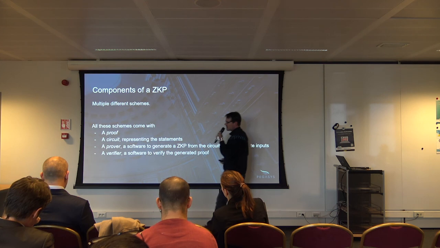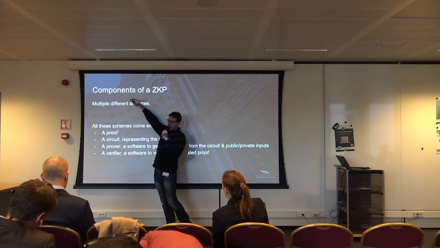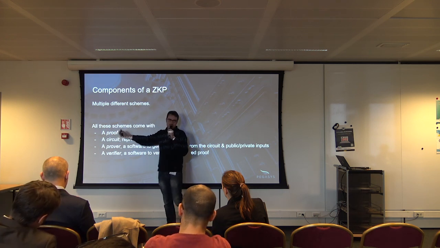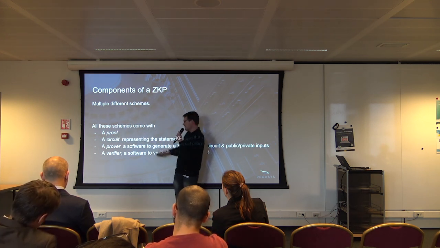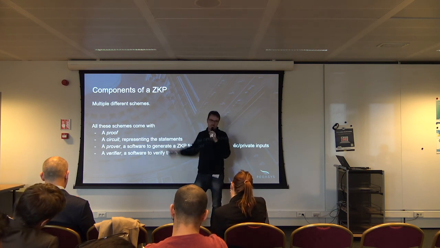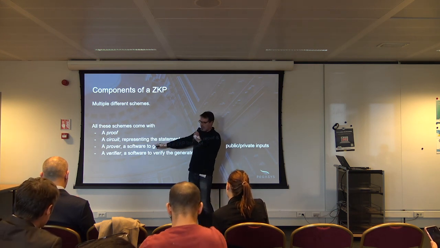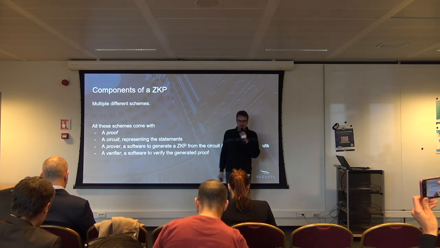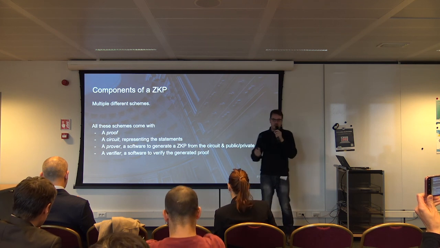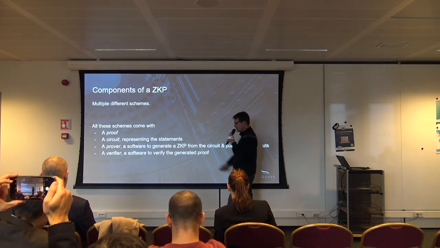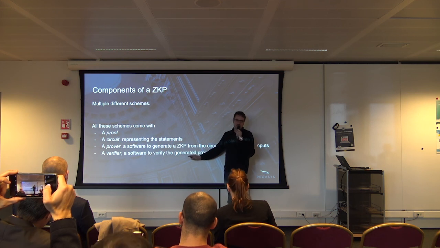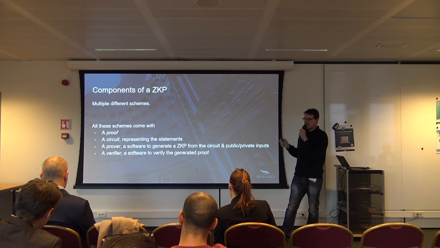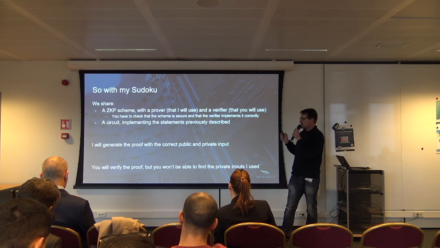actually we're going to see multiple statements. There will be a scheme, which is a mathematical protocol. There will be a proof, the proof that I will generate. The circuit, which is all the statements that I mentioned. And a piece of software that is implementing the protocol with a prover, something that will generate the proof from the circuit, and a verifier, something that you will run to check that the proof is valid. Okay? So this is basically a ZKP.